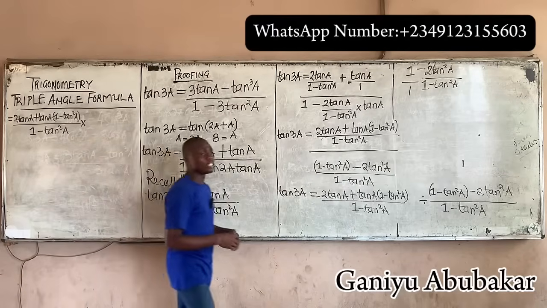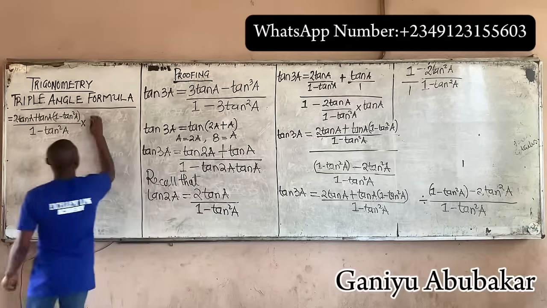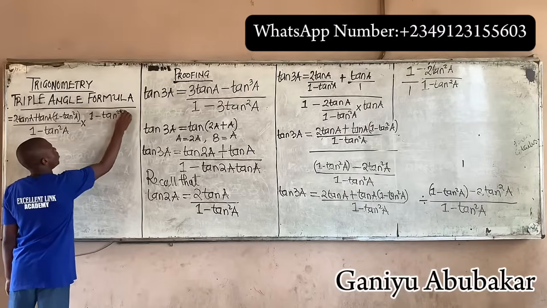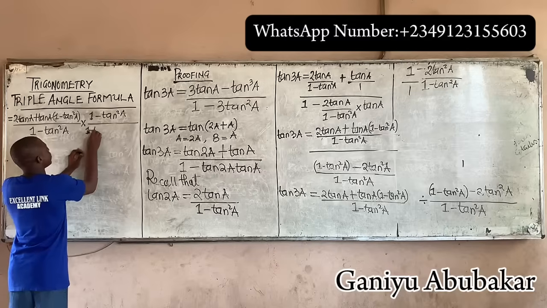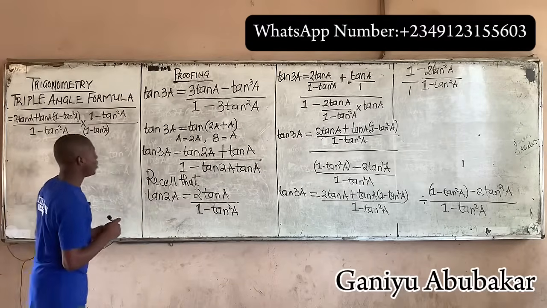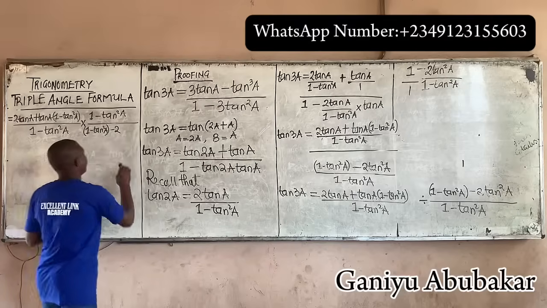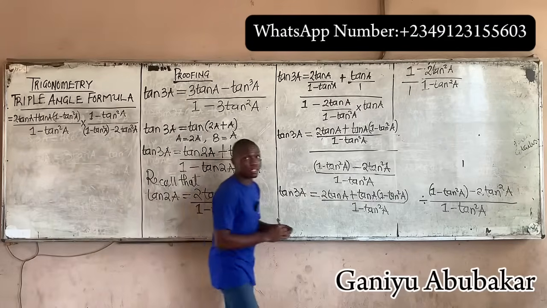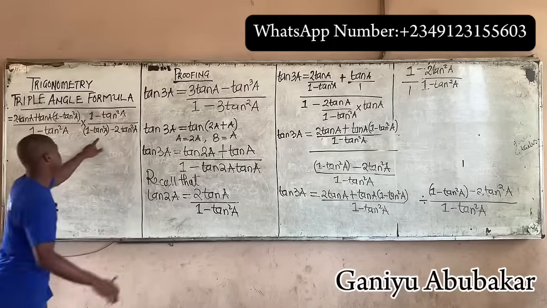Don't forget your concept. This one will come up, this one goes down. So I'll have 1 minus tan squared a all over what I'm having up there. So I'm having 1 minus tan squared a, right, minus 2 tan squared a. So just do a reciprocal concept. I'll just invert, that's all. So inverting, I have this expression here.